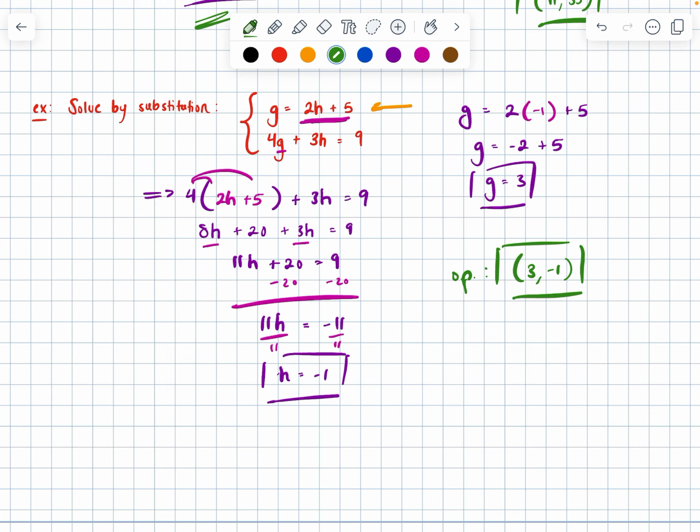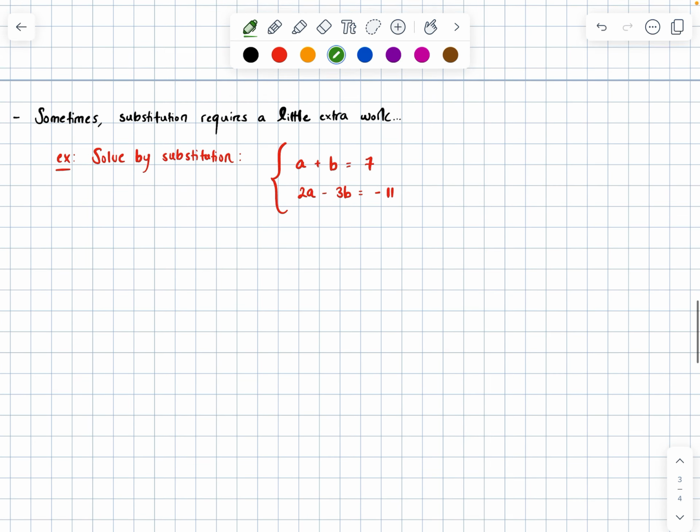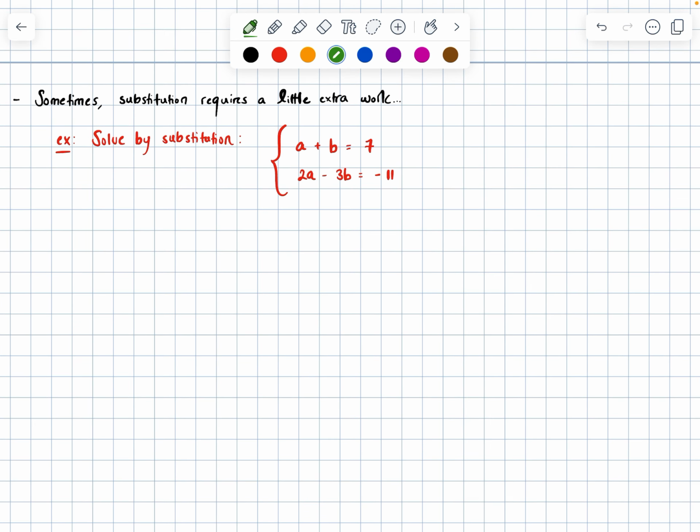Cool. So there's the idea behind substitution. Now we'll amp this up even more next time, but just a preview of what's to come. Sometimes the substitution that we need to do will not always be quite so obvious. We might need to do a little bit more work.